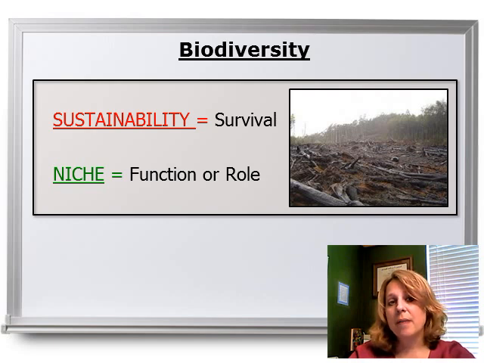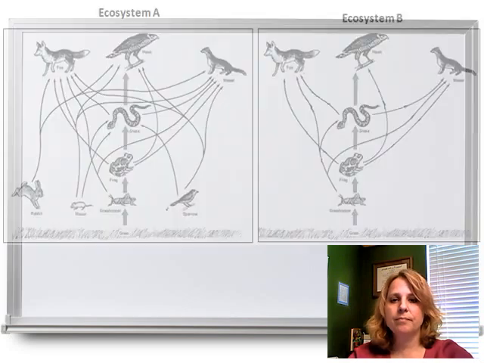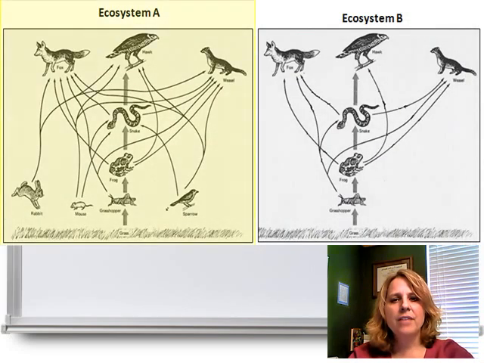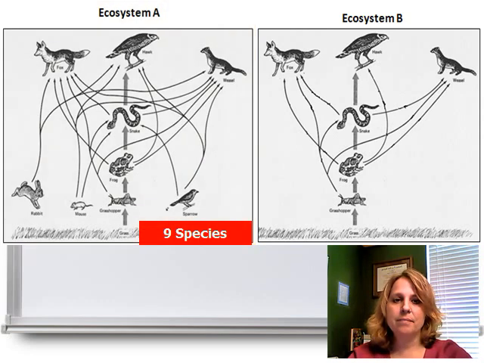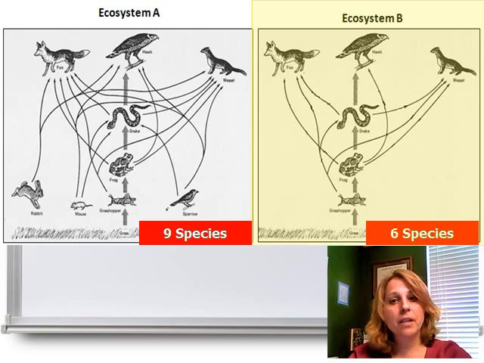The best way to learn about how biodiversity affects the sustainability of an ecosystem is to look at some food webs. Here you have ecosystem A. It has 9 different species. Now compare it to the biodiversity of ecosystem B. There are 6 different types of species, so ecosystem B has a lower biodiversity than ecosystem A.